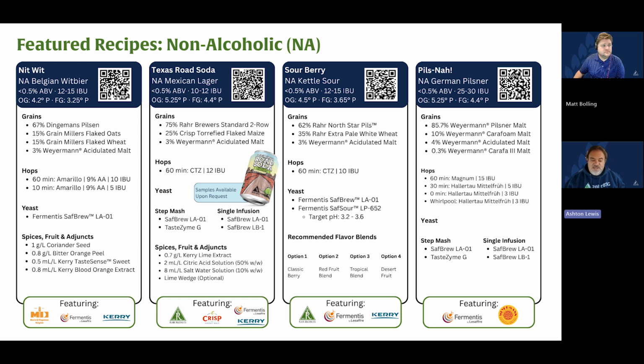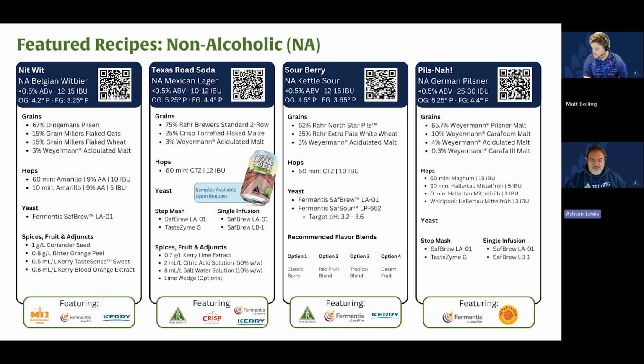So pretty standard grist bill for a Belgian wit. We have a blend of Dingemann's Pils. We've got flaked oats. We've got flaked wheat in there, and then some acidulated malt for pH adjustment of the mash. Now, as far as the method that we use for flavor adjustment with spices, we've got coriander seed, bitter orange peel in the boil.